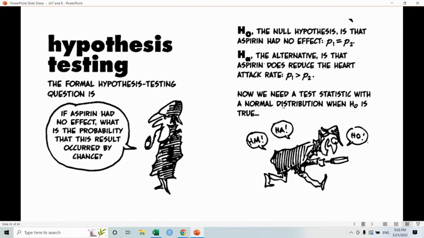The formal hypothesis testing question is: if aspirin had no effect, what is the probability that the result occurred by chance? So the null hypothesis is that aspirin had no effect, so the proportion P1 is equal to the proportion P2. The alternative is that aspirin does reduce the heart attack rate, thus P1 is greater than P2. Now we need a test statistic with a normal distribution when the null is true.